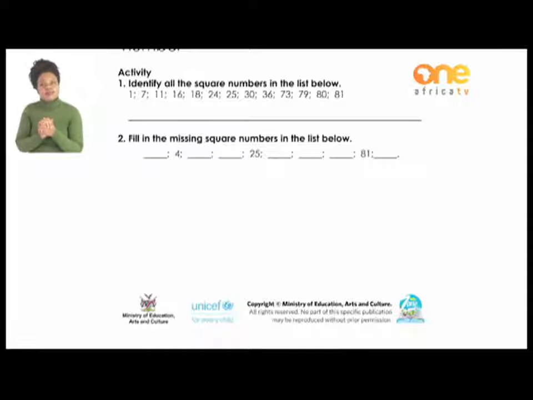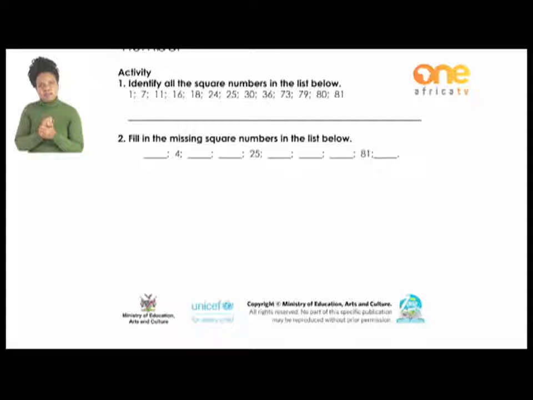So you are required to identify or just write down all the square numbers from that list. The second question is to fill in the missing square numbers in the list below. There is a list there, there is a space, and there is 4, there is a space, it's 25, 3 spaces, and then there is 81 in the last space.